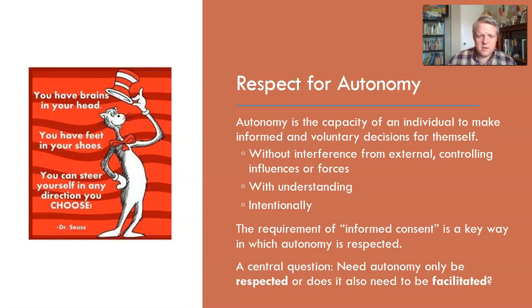Well, the way we want to understand it for the purposes of this course is that autonomy is the capacity of an individual to make informed and voluntary decisions for themselves. That is, to make decisions for oneself and to follow through, to act on those decisions, without interference from external or controlling influences or forces. So nobody's coercing you, nobody's cajoling you, no one's lied to you or deceived you into acting in this way, no one's pushed you into acting in this way.